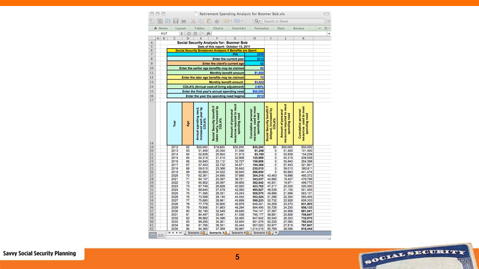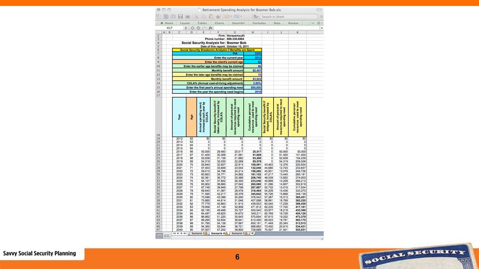Rather, it comes down to the two claiming ages we're comparing. If we compare 62 to 70, the break-even age is 78. If we compare 66 to 70, as we did in scenario 2, the break-even age is 80. And here we have scenario 4, where we kept the same spending need of $50,000, but changed the ages to 66 and 70. And like scenario 2, it shows a break-even age of 80.